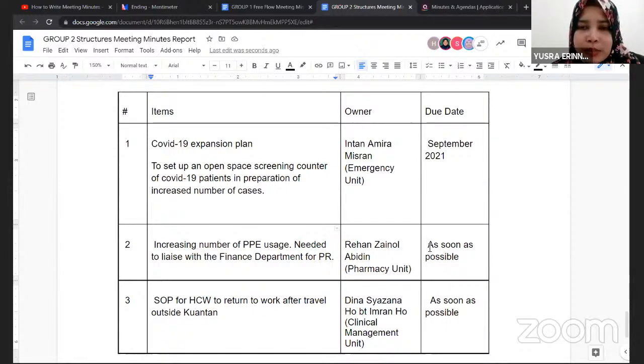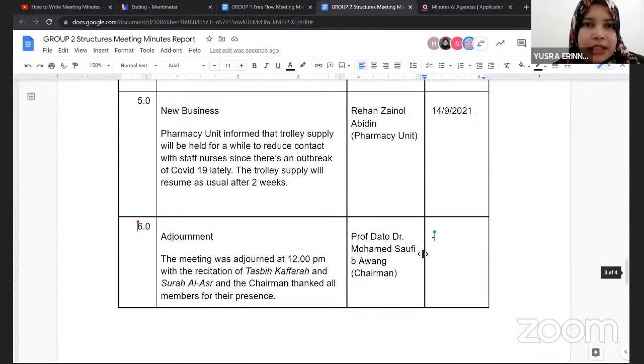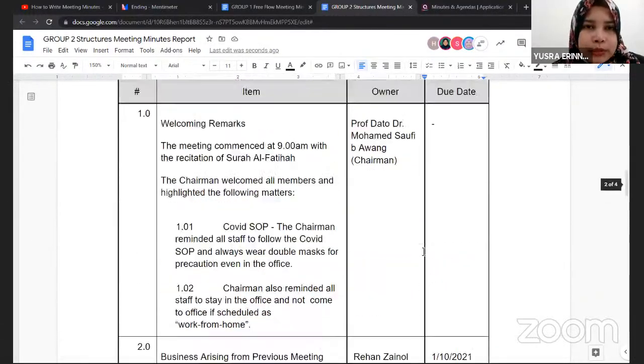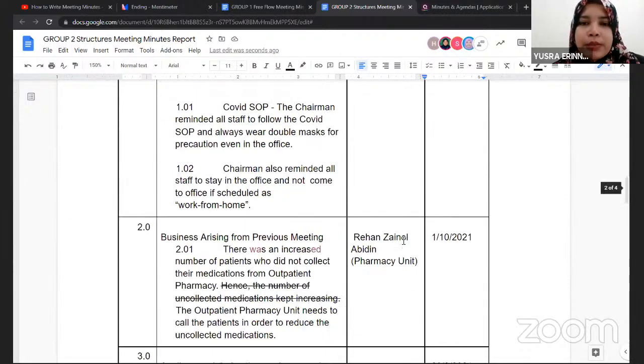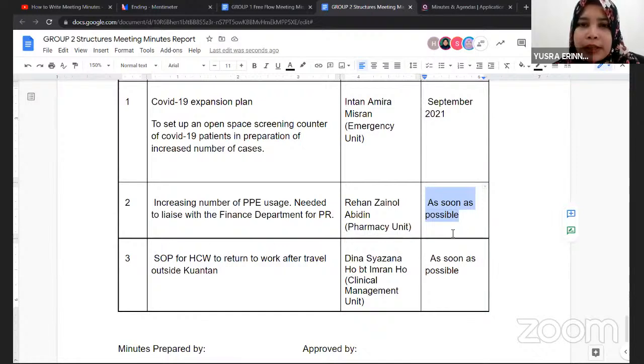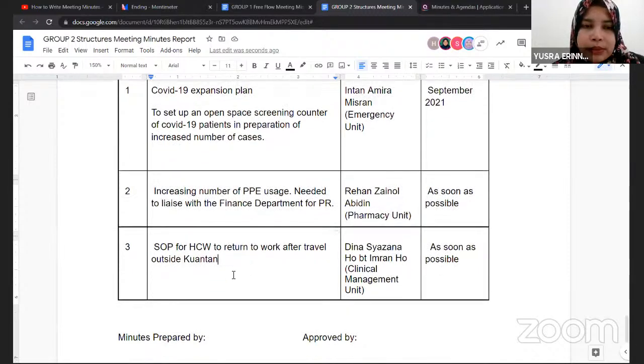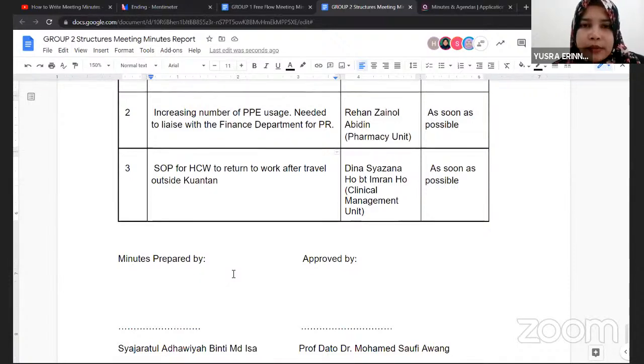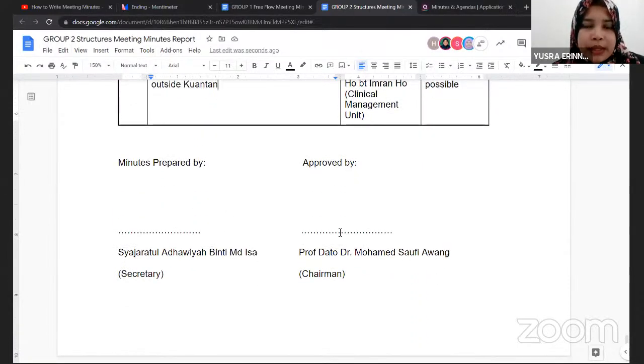As soon as possible, normally I know sometimes people say as soon as possible, but you need to determine 1 or 2 days, 3 from today's date. For example, your meeting is on 25th. So maybe as soon as possible means 2 to 3 days after that, like the 28th of August. SOP for HCW to return to work after travel outside Kuantan. SOP.